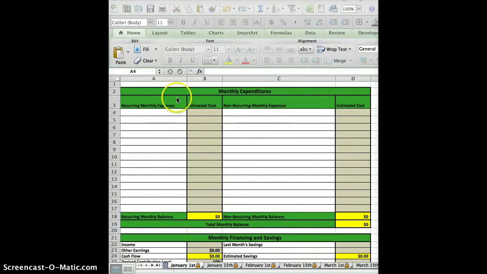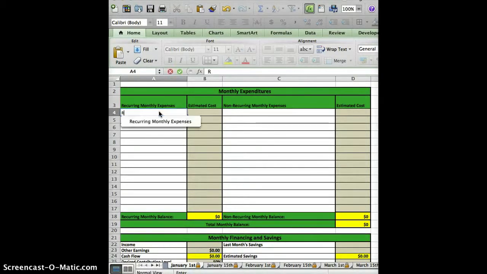The first thing that you'll see up at the top are the recurring monthly expenses and the non-recurring monthly expenses. What the recurring monthly expenses means are within a 2 week period, if you're using the 2 week version, from January 1st to January 14th, and let's pretend here that you get paid on the 1st and the 15th. What expenses do you know are going to happen between that period?